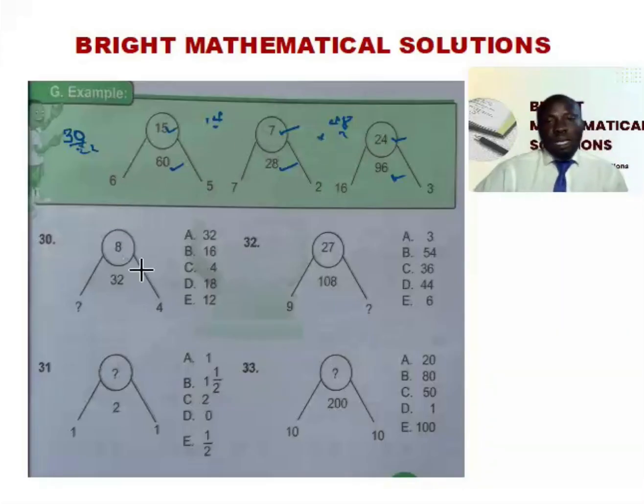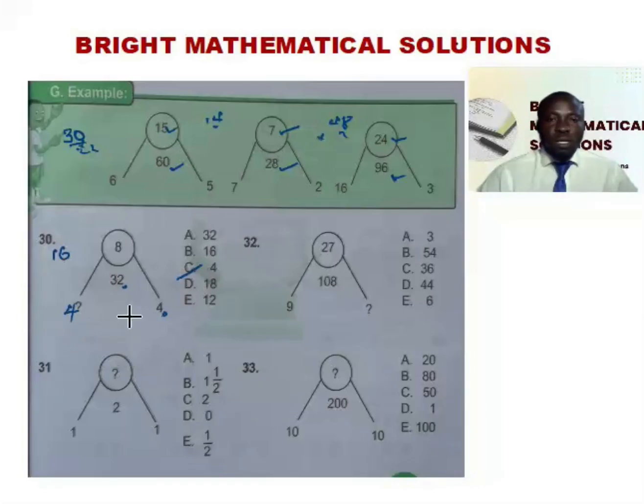Now let us take this into our solution. We have an unknown here. We were given 32. Remember, the resultant here is what we are multiplying 2 with to give us this. So let's divide by 2. 32 divided by 2 gives us 16. If you divide 16 by 4, that gives us 4. So our answer here is 4. So our answer here is C.